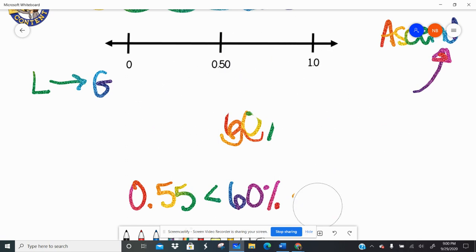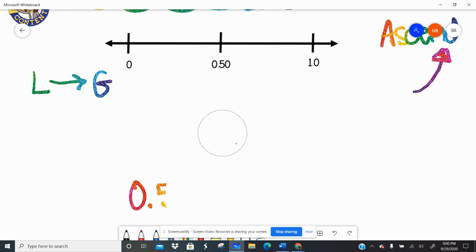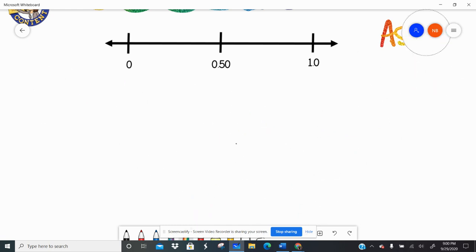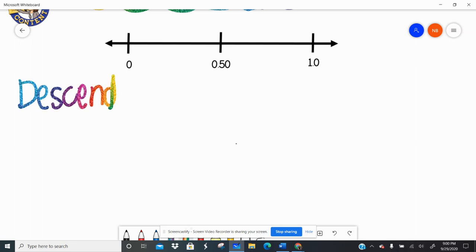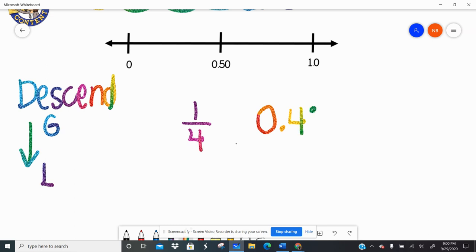All right, let's do another one. But this time, instead of ascending, we're going to descend. Remember, when I descend, I'm going down. So that is greatest to least, right? Descent. So let's say I have the numbers 1/4, 0.4%, or 4/10%, and then 40%, right? We'll do 2% this time.